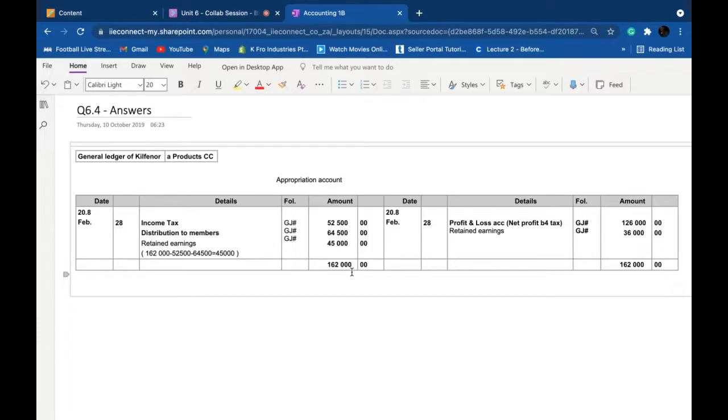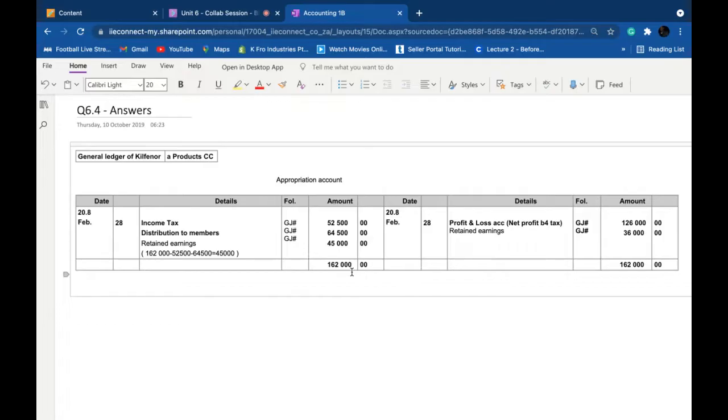Okay. So this, I think, is the only question in the unit that deals with the appropriation account, if I'm not mistaken. But now you know it's not different. We would have done the exact same thing in a partnership. The only thing that maybe they could have added on in this question is if they made you actually distribute the profits between the different members or the different partners. Because here they didn't tell us we have this partner and that's their share. We have this partner and that's his share.